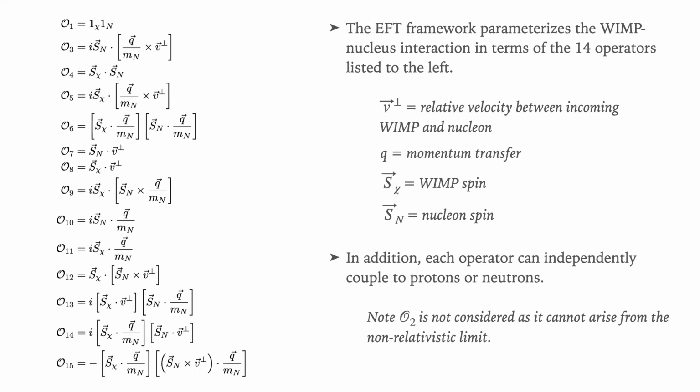So just to give you an idea of the parameters that are involved here, without going into any detail on this stuff: v perpendicular here is the relative velocity between the incoming WIMP and the nucleon. q is the momentum transfer, like we've been doing. S sub chi and S sub n are the WIMP and nucleon spins. In addition to these 14, notice operator 2 is missing, and that's because that arises only in a relativistic case, and our WIMP is non-relativistic, so we don't consider it.